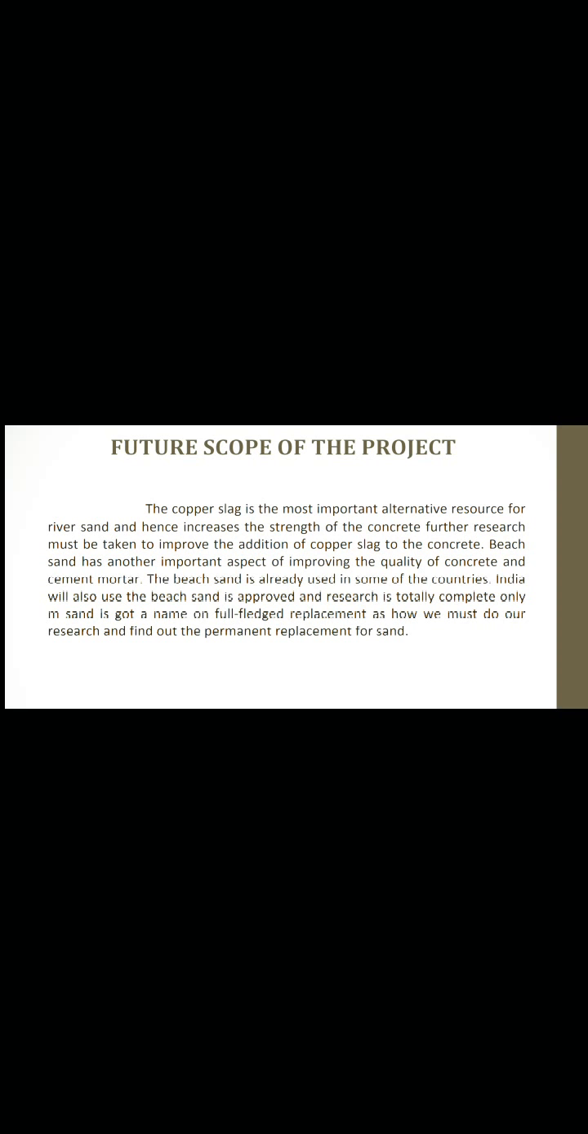Beach sand research is not yet fully completed; only M sand has got the name of a full-fledged alternative. So we must consider our research. This was our project, and we thank you for listening.